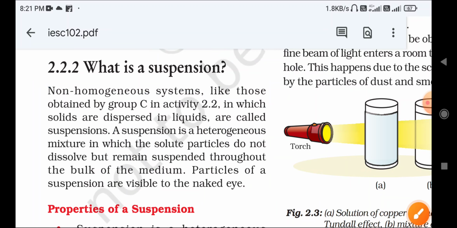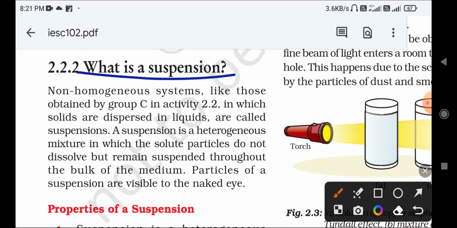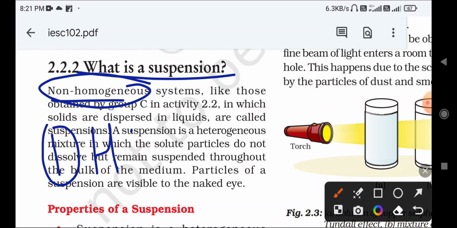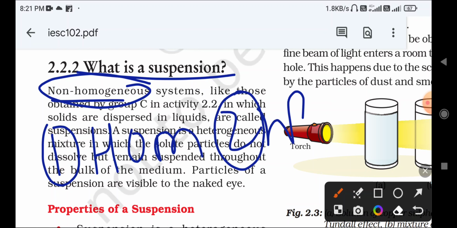Right? So our next topic is suspension, a non-homogeneous system. Here the term non-homogeneous comes. We can recall the previous classes of this chapter: there are two types of mixtures, correct? One is homogeneous, another one is non-homogeneous. What is homogeneous? Having uniform composition is called a homogeneous mixture.